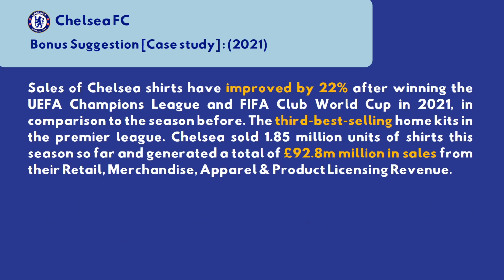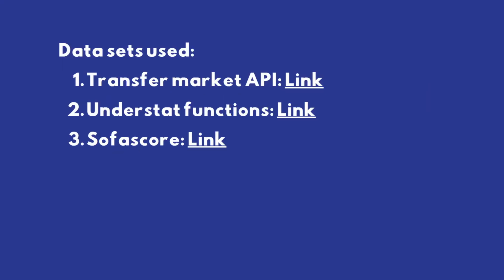Now, this is a case study to back our suggestion. Chelsea shirt sales improved by 22% after winning the UEFA Champions League. They became the third best selling and earned a revenue of 92.8 million pounds in retail sales. These are the data sets which we used from Transfermarkt, Understat functions, and SofaScore.